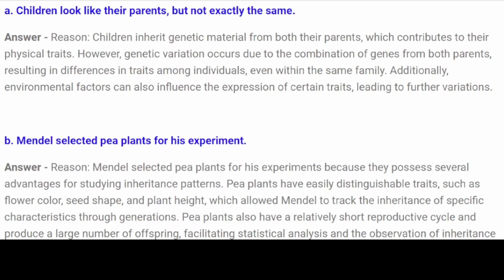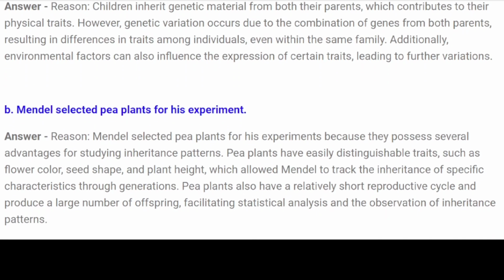Mendel selected pea plants for his experiments because they possess several advantages for studying inheritance patterns. Pea plants have easily distinguishable traits, such as flower color, seed shape, and plant height, which allowed Mendel to track the inheritance of specific characteristics through generations. Pea plants also have a relatively short reproductive cycle and produce a large number of offspring, facilitating statistical analysis and the observation of inheritance patterns.